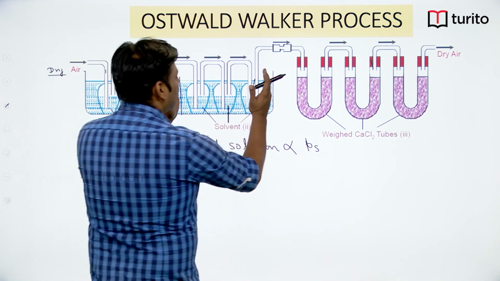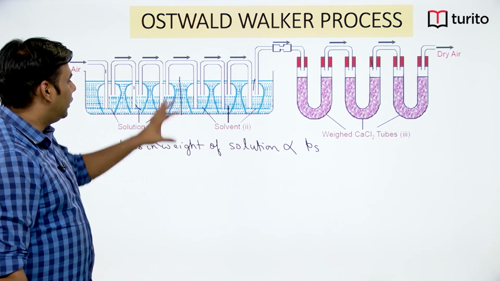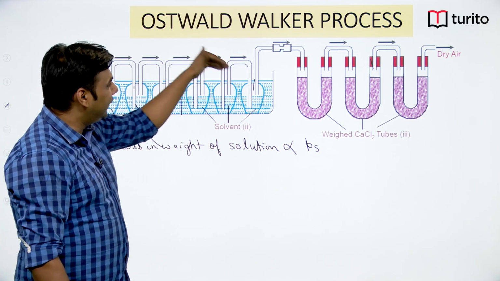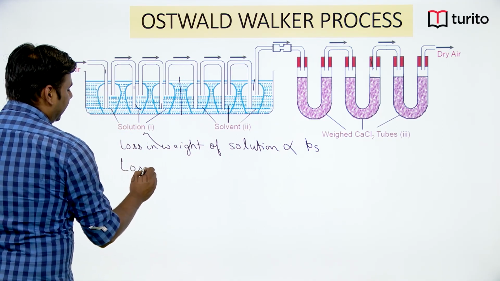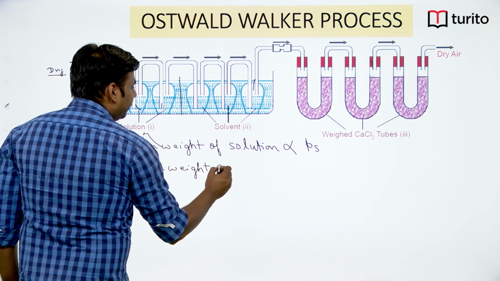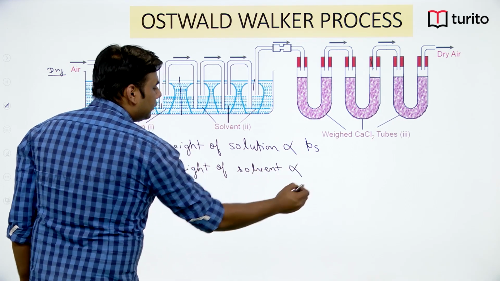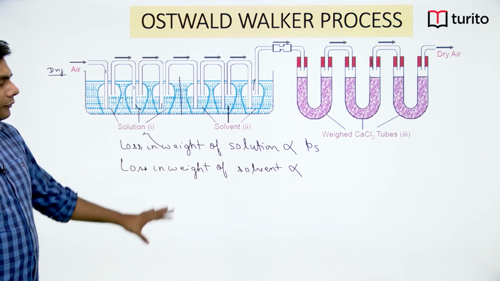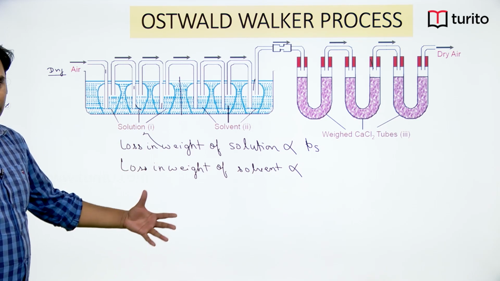So initially suppose the mass of this was say m1. When the air has passed through it, the mass of this would decrease because some of the vapor of this solvent would be taken up by the air which you are passing. So we'll say that loss in weight of solvent would be proportional to, because solvent is there, there would be only pure vapor of the solvent, or we can say pure vapor of water.